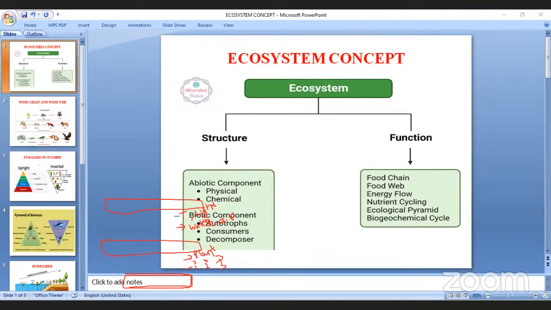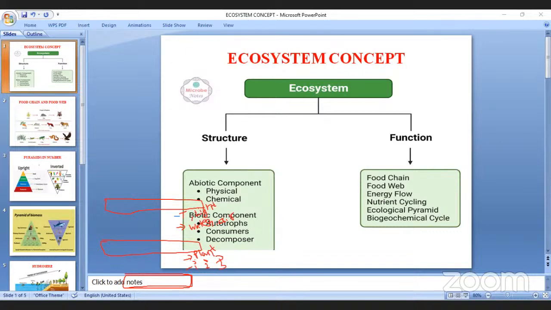So the ecosystem is structurally made up of biotic components and abiotic components. The abiotic components are mainly physical and chemical. The physical ones are temperature and light; the chemical ones include water, air, and all chemicals. The biotic components are mainly producers such as autotrophs, and consumers, which are primary, secondary, and tertiary. We will discuss this clearly later in the ecological pyramid, food web, and food chain. And finally, decomposers. And let's see the functions.